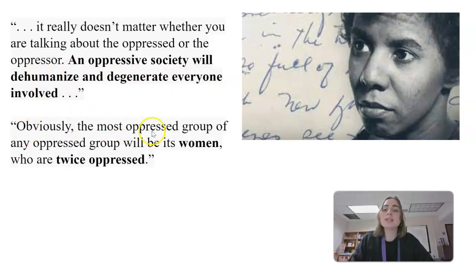She also said, obviously, the most oppressed group of any oppressed group will be its women, who are twice oppressed. So she brings up a lot of important ideas here. One is that an oppressive society is going to be harmful to everyone involved. So the people being oppressed are obviously being mistreated and pushed down. But she argues that it's also harmful to the oppressors because it really takes away their humanity and removes them from having empathy. She also brings up this idea here that people can be oppressed in multiple ways, for their race and their gender, or their gender and their sexuality. And this is something we're going to talk about more later on in this video.